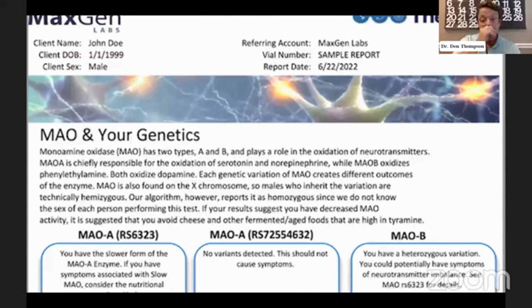So this is what the test looks like. Down here, it shows you the variant, and it shows you, say, the MAOA, and it gives that little RS number.